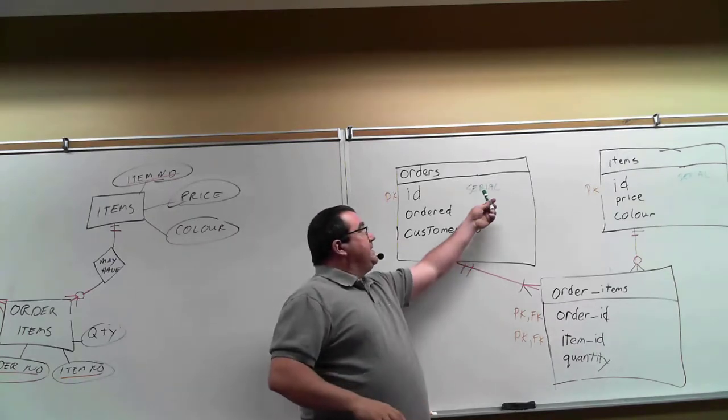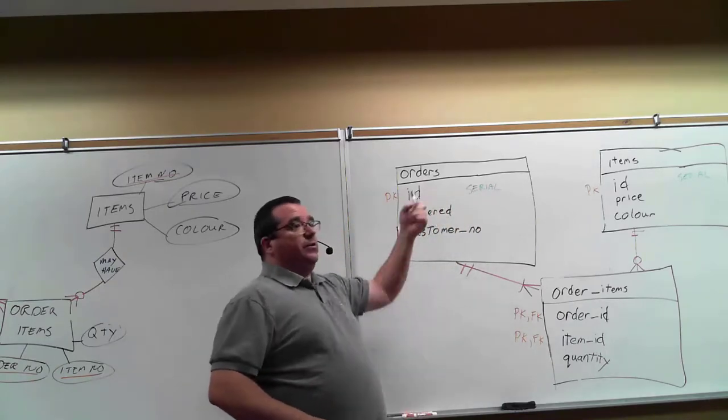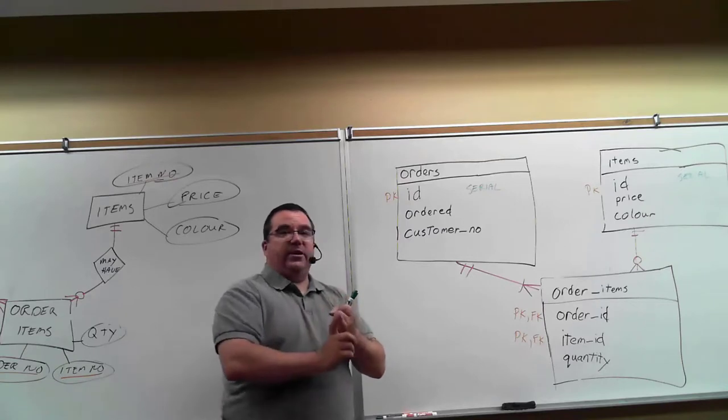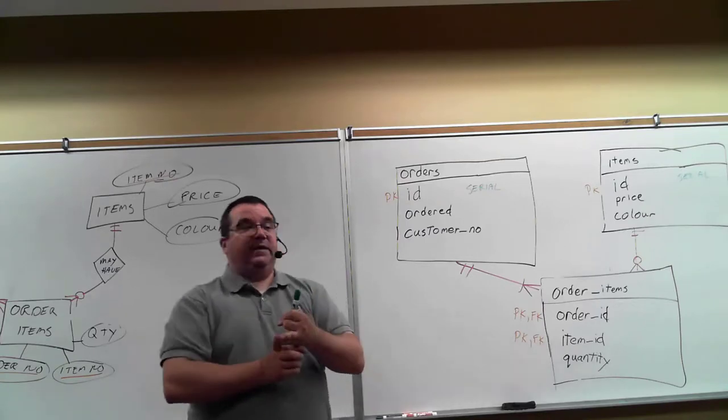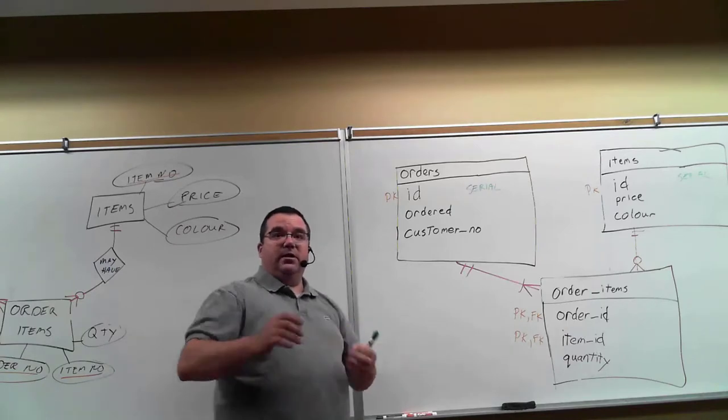So what serial and bigserial do is create a field that is either an integer or a big integer. Serial becomes an integer. Bigserial becomes a big integer, or an integer 8, an 8-byte integer. It creates something called a sequence. A sequence is a clicker.